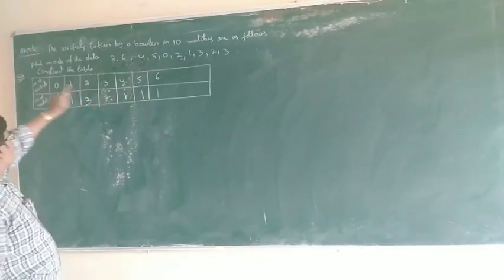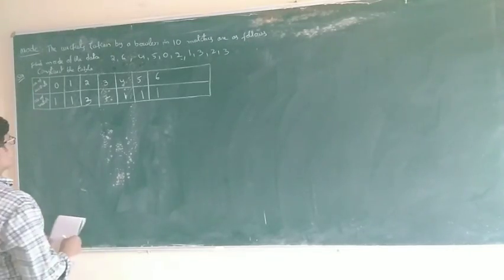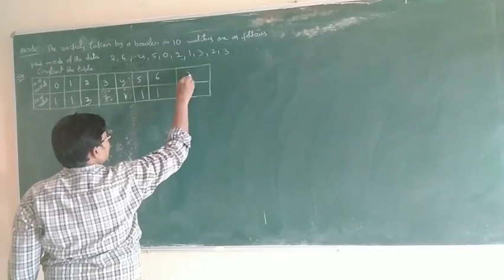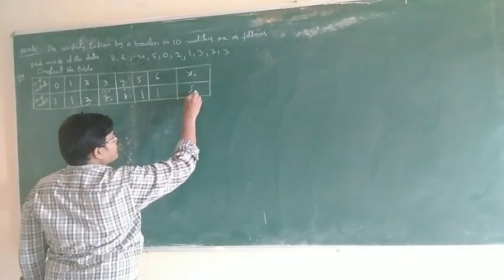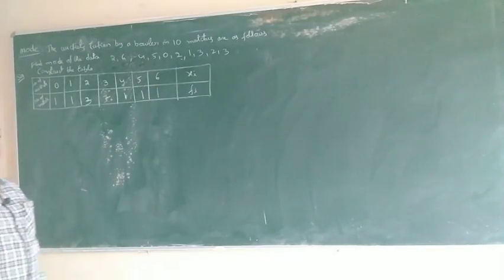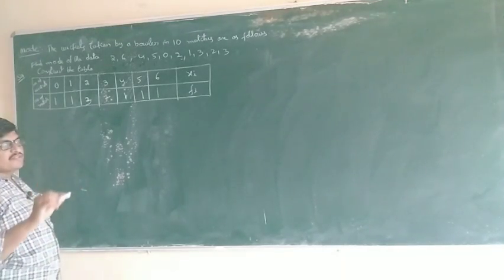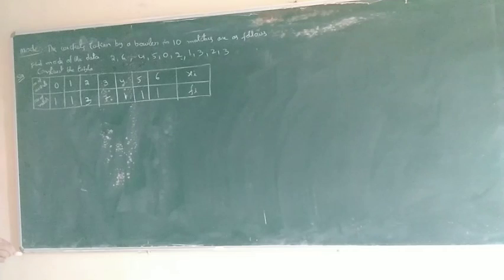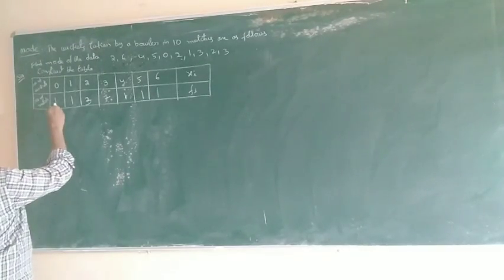This first one is the observations and this is the frequencies. Observations are nothing but xi. Frequencies are nothing but fi. So the mode means the value of the observations having the maximum frequency. This is the mode definition.